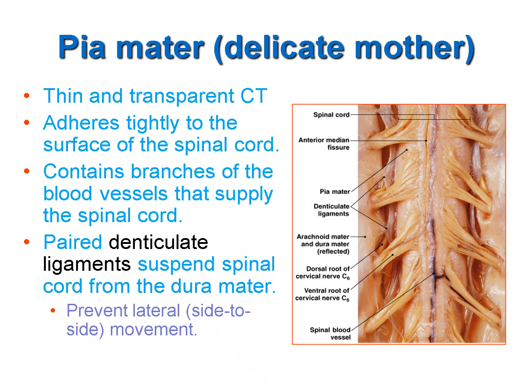Just like the pia mater found covering the brain, the spinal pia is thin, transparent, and adheres tightly to the surface of the spinal cord. It contains branches of the blood vessels that supply the spinal cord. The spinal cord is secured to the dura mater throughout its length by sawtooth slips of pia mater called denticulate ligaments. Denticulate means toothed. The denticulate ligaments prevent lateral or side-to-side movement of the spinal cord, preventing it from smacking into the hard bony surface of the vertebral canal when we move.